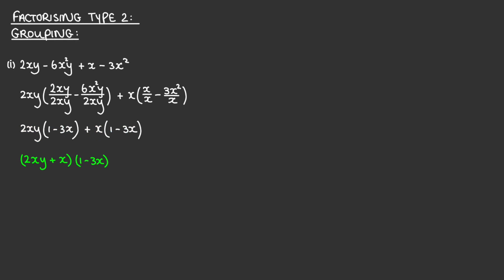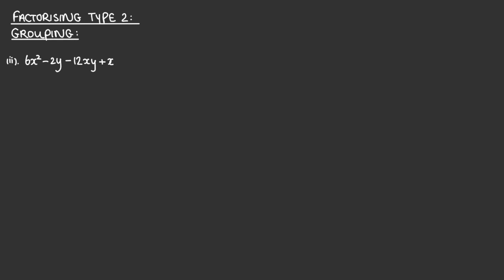And if you want to check your answer, you can multiply out the two brackets and you should end up with the very first line of the question. So for the second example, we have 6x squared minus 2y minus 12xy plus x. We can factorize the expression by grouping by rewriting the expression as 6x squared plus x minus 2y minus 12xy.